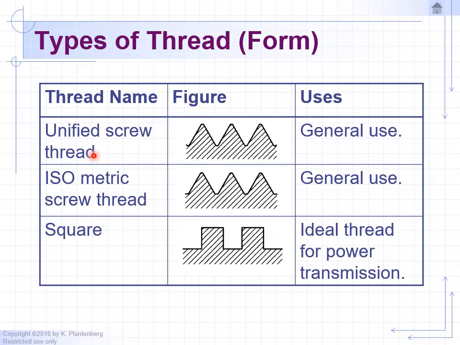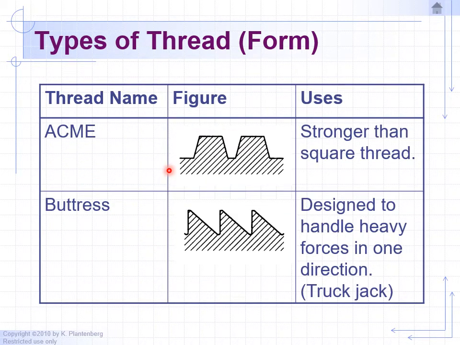screw threads. There's also ISO threads, very similar as you can see. And there's square threads. We're not going to deal with them in this class, but square threads are ideal for power transmission. So you'll see square threads on a rod or a shaft. Again, we're not dealing with these types of threads, but we also have Acme threads, and this is stronger than the square threads.